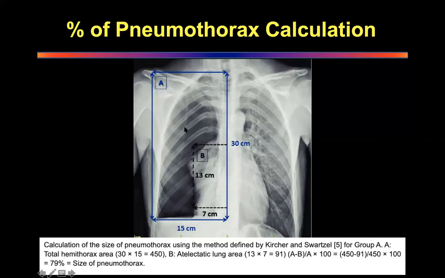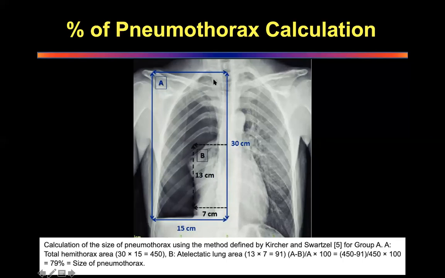You have to mark out the lung, which is collapsed within the thoracic cavity. And then you do height and width. So height into width gives you B. And then A minus B divided by A is the ratio. And then you multiply it by 100, that gives you the percentage. It's called Kircher's and Schwarzel's technique of measuring percentage of pneumothorax on a chest x-ray.